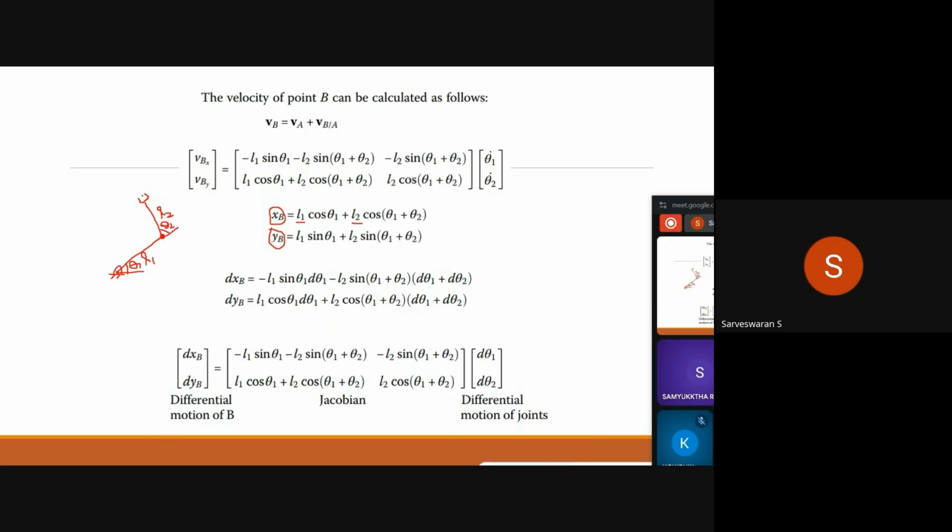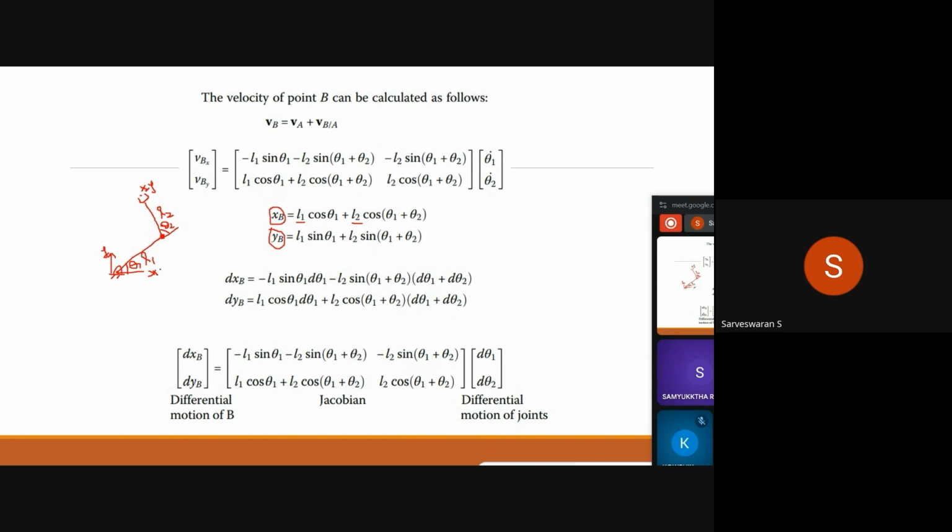So our intention is to find out what my end effector position is. This is my XB, x comma y. So this is x, which was provided over here. Consider the horizontal direction is your x-axis, and the vertical is your y-axis, as we are talking about a planar robot. We are not talking about a spatial robot.